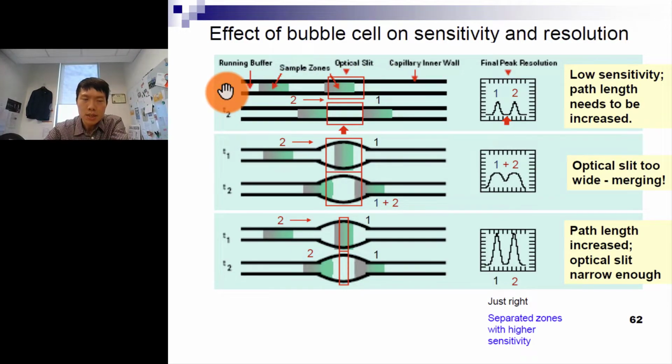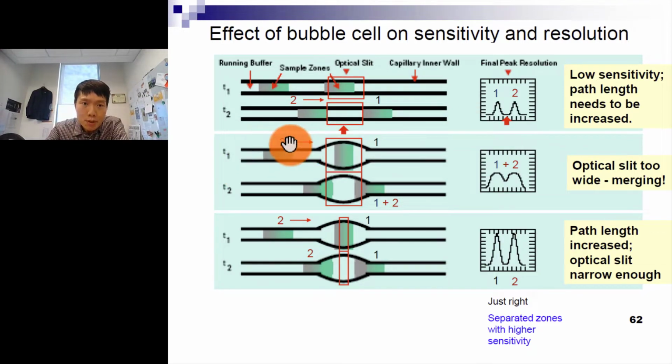So take note that T1 and T2. We look at T1 maybe as a starting point, the sample is going to go in, and then at a certain time, T2, this is what happens. So let's focus on bubble length, on sensitivity and resolution. At the start, when we have 2 sample zones, and then when the first sample approaches this optical slit, and exits here, this is what happens. This is without the bubble cell. So you see 2 signals because this is the detection. You only see one thing at a time, so there's no overlap.